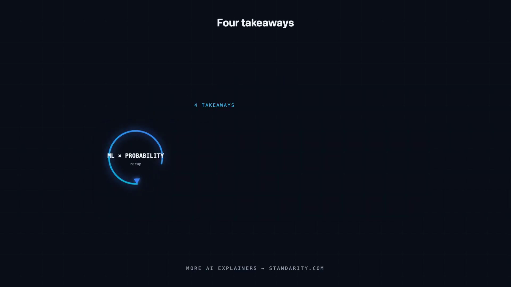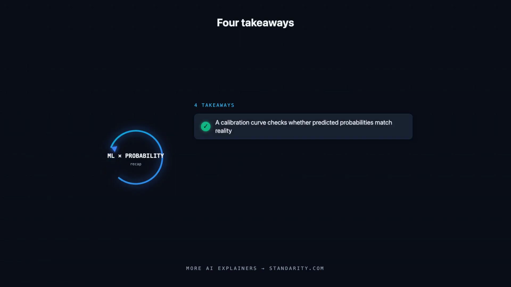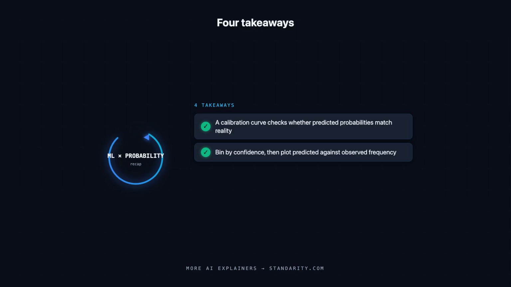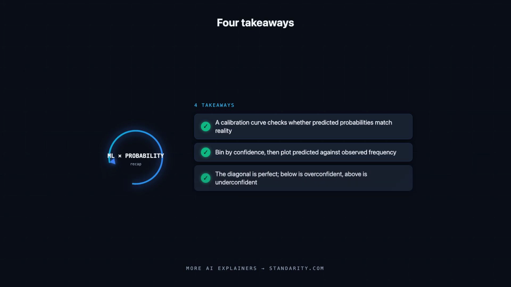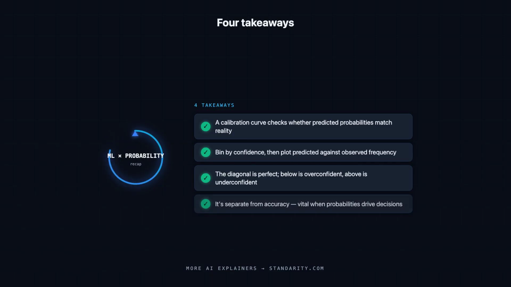All right, let's tie the essentials together. A calibration curve checks whether a model's predicted probabilities actually match how often the events happen. You bin predictions by confidence, then plot the average predicted probability against the observed frequency for each bin. Perfect calibration is the diagonal, dropping below it signals overconfidence, and rising above it signals underconfidence. Remember that this is a completely separate question from accuracy, and it becomes essential the moment probabilities start driving your decisions.